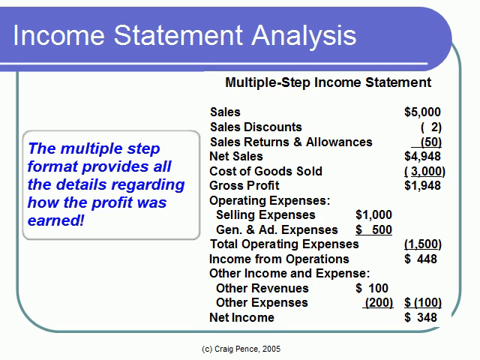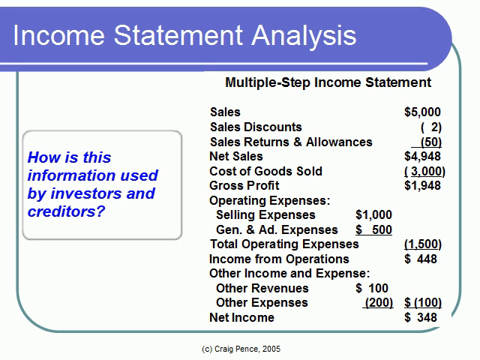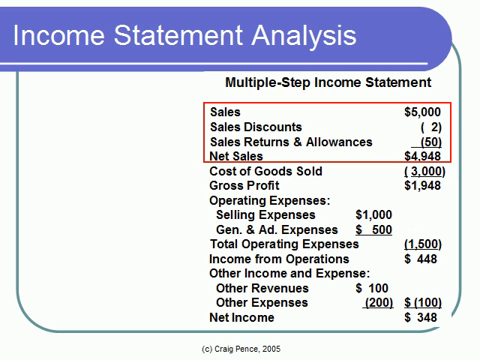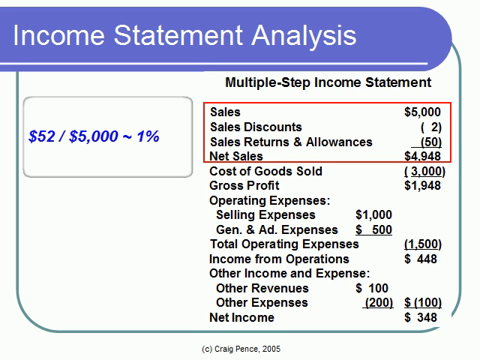We've now examined all of the accounts that will appear on our multiple step income statement. We see the complete statement here, and we mentioned earlier that investors will appreciate the information that's provided in the multiple step form statement. Let's see how this information could be analyzed to help determine how profitable the company really is. We see that sales are $5,000, but $52 were given up through discounts, returns, and allowances, so the net sales are only $4,948. This means that $52 out of $5,000, about 1% of sales, were lost due to discounts, returns, and allowances.